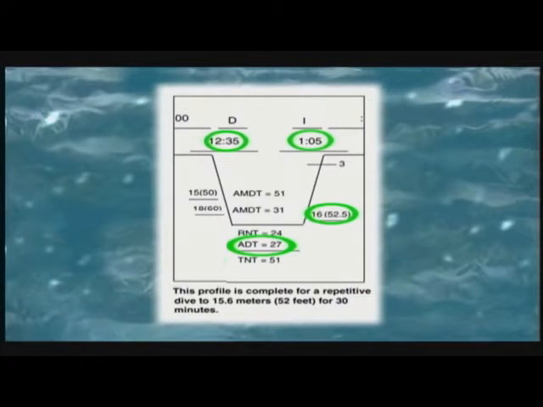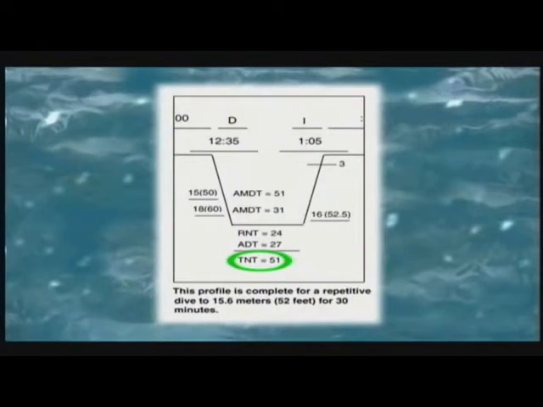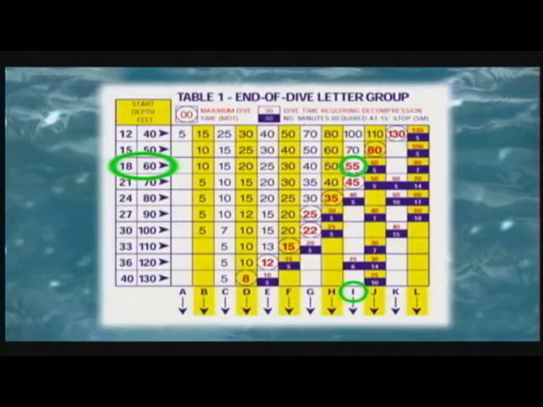Recording your repetitive dive is similar to recording your first dive. However, this time you have residual nitrogen in your body, and you must consider that before you find your new letter group. Find your R&T for your depth and letter group on Table 3 and record it. Add your ADT to your R&T to get your TNT. Go back to Table 1 to find your new letter group and record it.